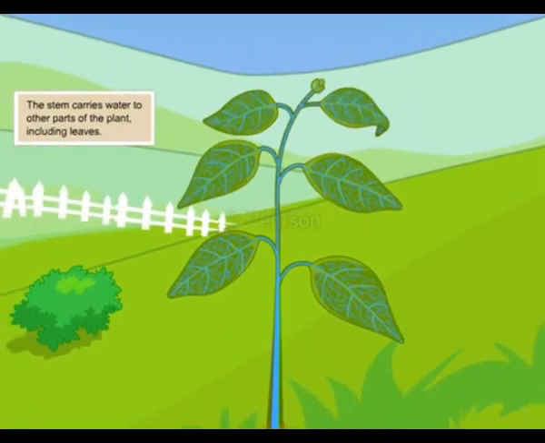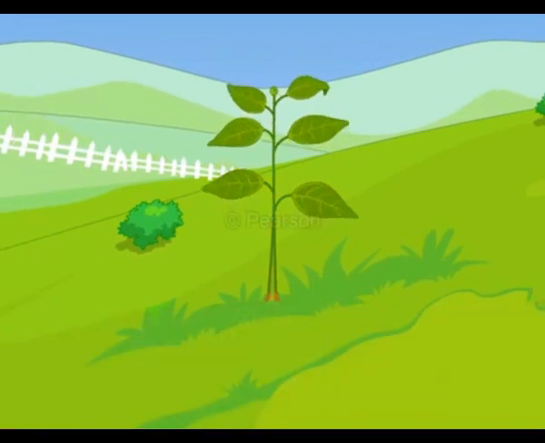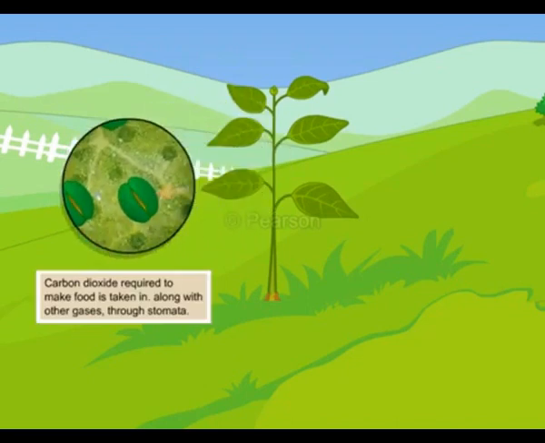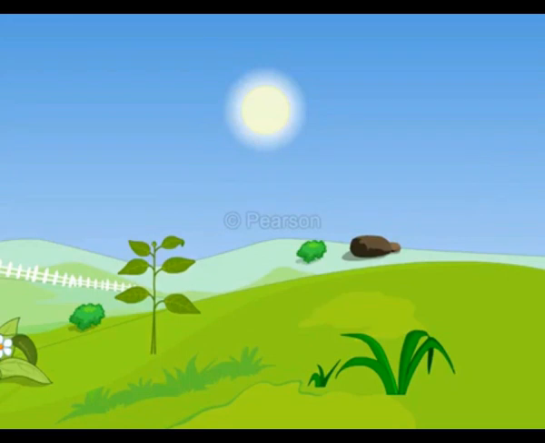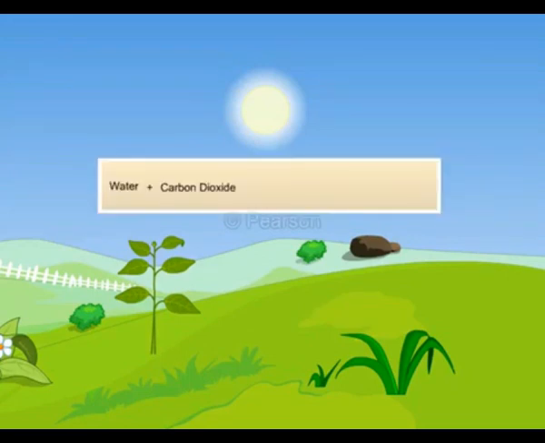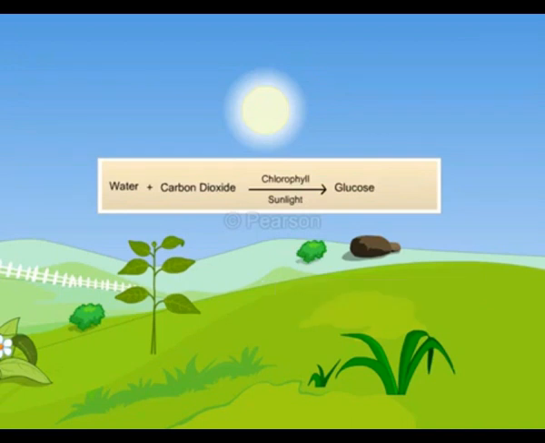Carbon dioxide required to make food is taken in from the atmosphere along with other gases through the small pores in the leaves called stomata. Chlorophyll, the green pigment in the leaves, absorbs the sunlight that falls on the leaves and combines it with water and carbon dioxide to make glucose in the form of sugar. This is stored in the form of starch. During this process, plants release oxygen as a byproduct.